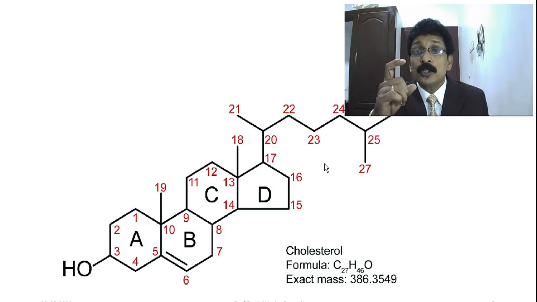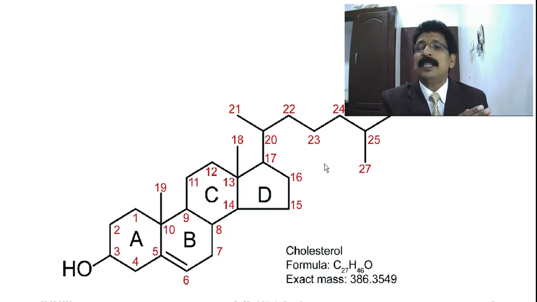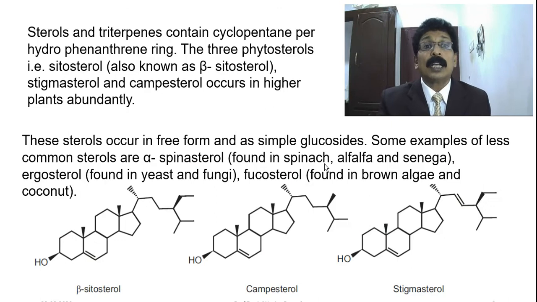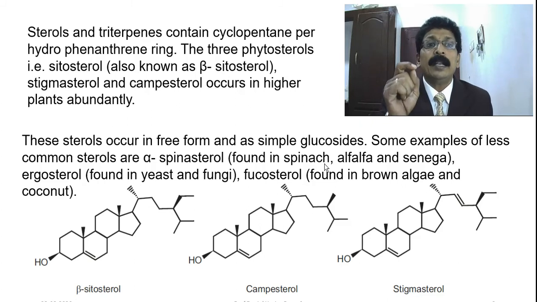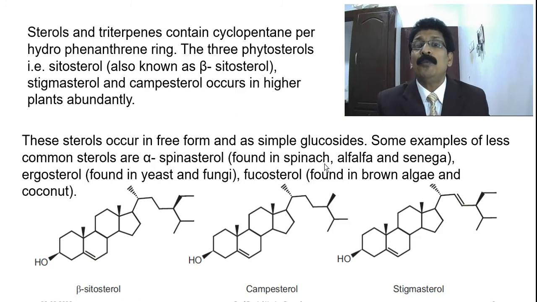So dear students, you always have to have a basic idea about the basic chemistry. Whatever we have studied before should come to your mind, or you have to go to the reference in your studies. And now you are coming to the sterols and triterpenes, which contain a cyclopentane perhydrophenanthrene ring. What is that?